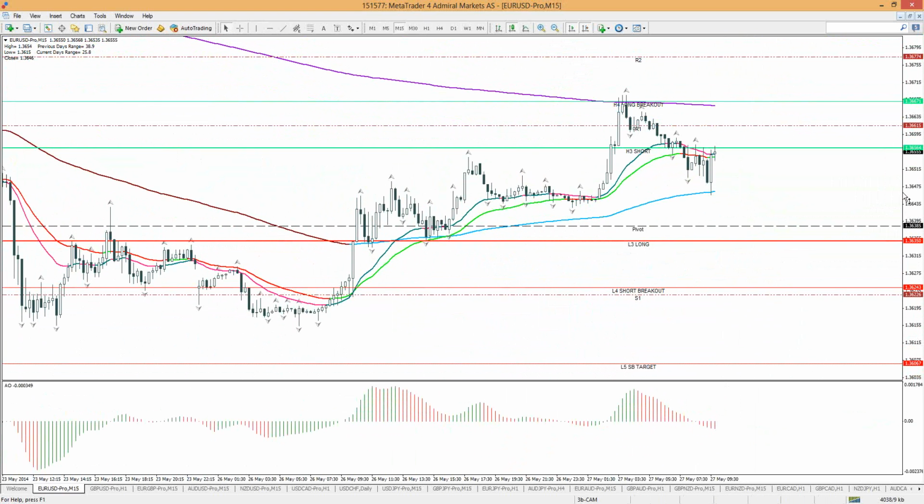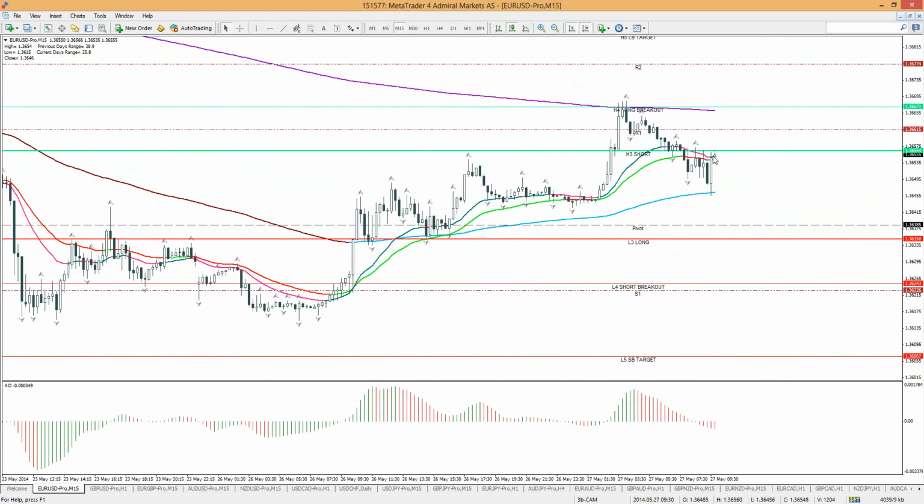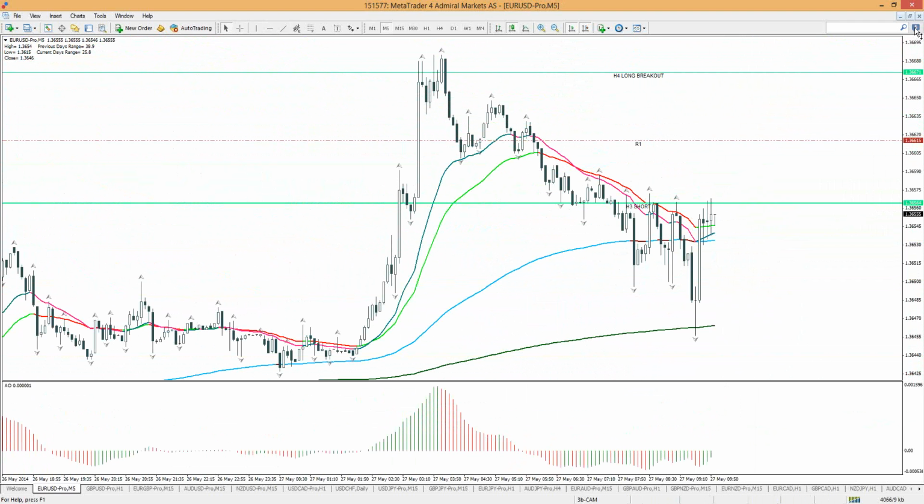Let's see. We got flat moving averages, but as soon as we have some momentum here, pulling the moving averages to the upside, I would like to see on the 5-minute chart the 21 cross the 34, and then the next break of the fractal could be a momentum break to the upside already.